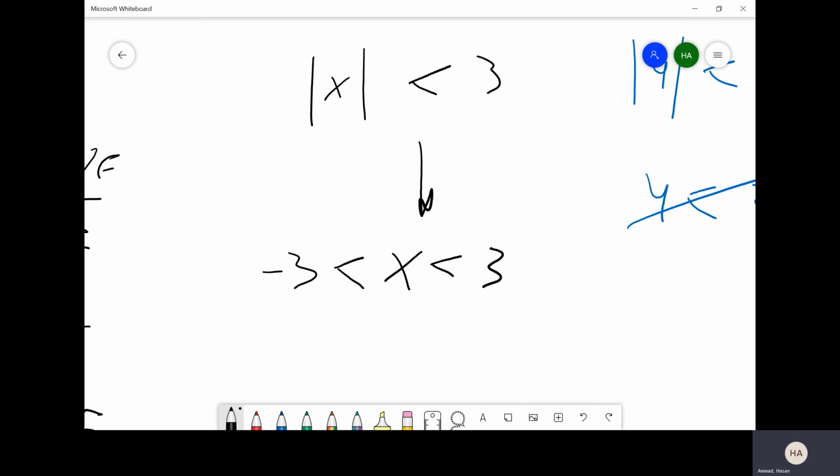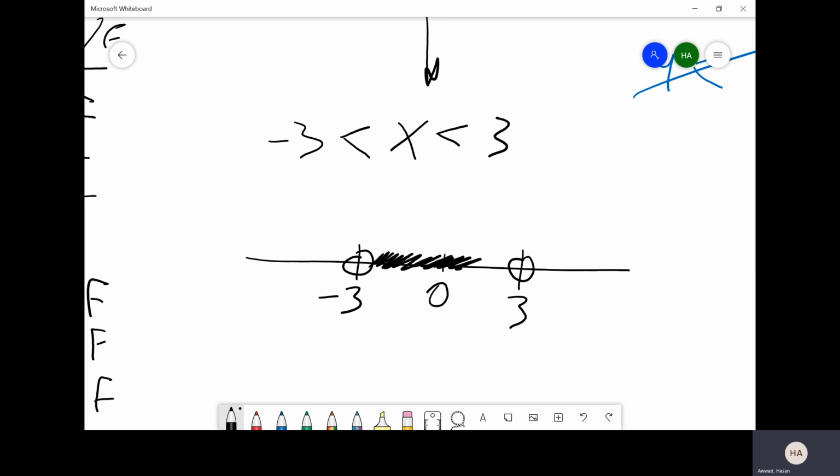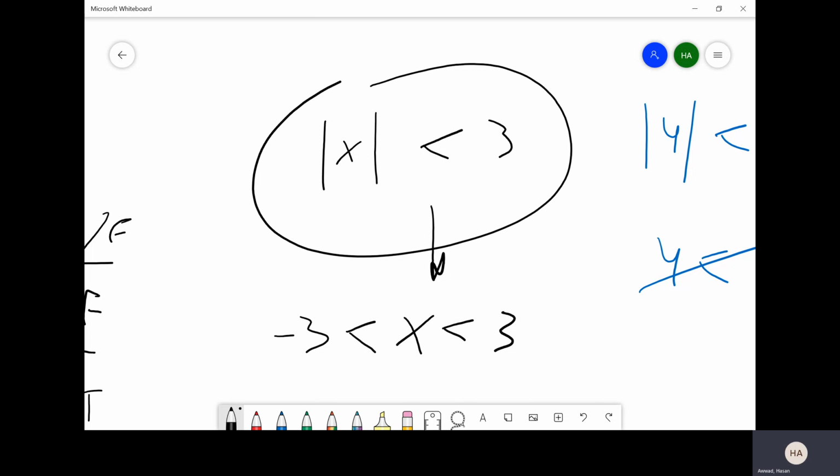So what is this telling us? This is telling us that the only interval that works is between -3 to 3. And if we're plotting this on a number line from -3 here, 3 here, 0 in the middle, right? We would put open circles here because we're not including those endpoints. And the only interval that works is going to be the interval between the pieces, right? From -3 to 3.